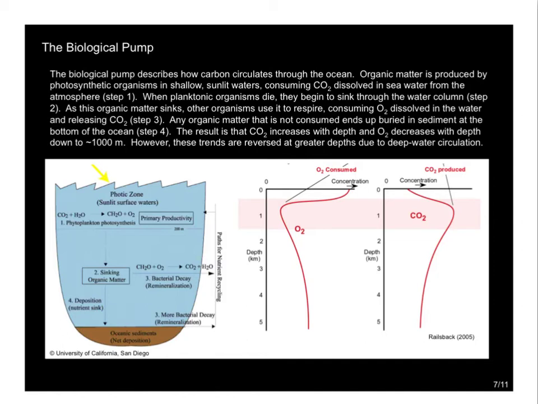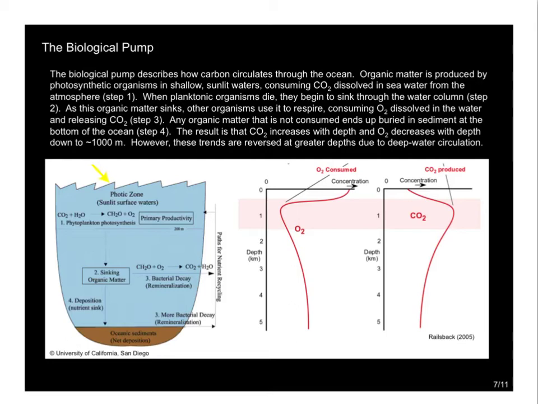Now, the predictions of the biological pump, as I've described them, work to about 1,000 meters depth. So, from the surface to about 1,000 meters down, oxygen decreases because it's consumed, and carbon dioxide increases because it's being produced by respiration. But at deeper depths, the trends reverse. Something else must be going on.